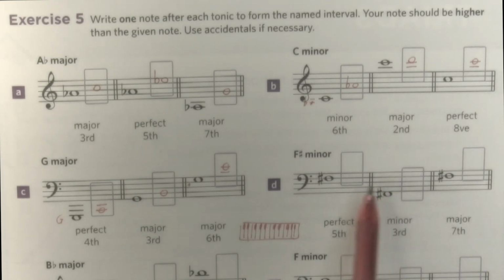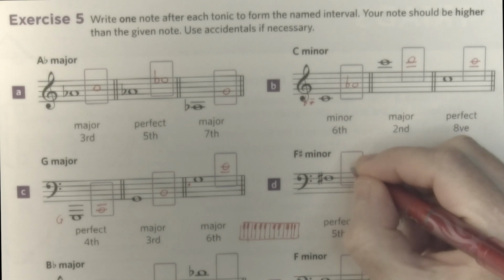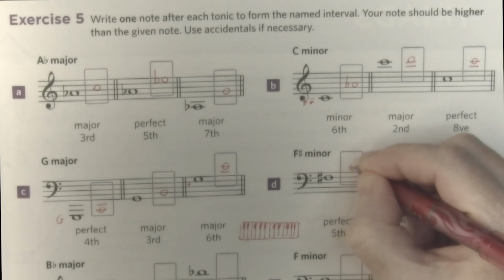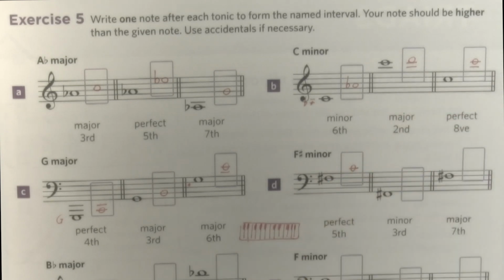Fa sharp. A perfect fifth from fa sharp. Fa, sol, la, si, do. We need do. And this is the note. Remember, middle C in bass clef. Yeah, these things, ideally, you should learn them straightforwardly.